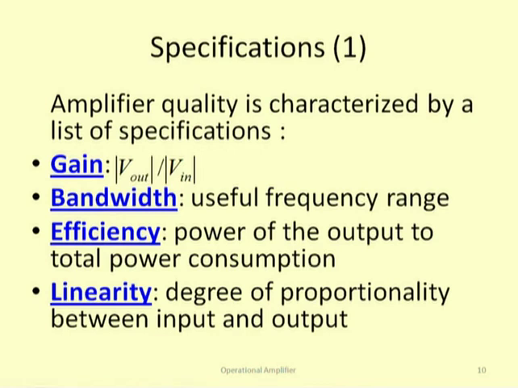So one parameter with which an amplifier could be characterized is the gain. The second parameter is the bandwidth.